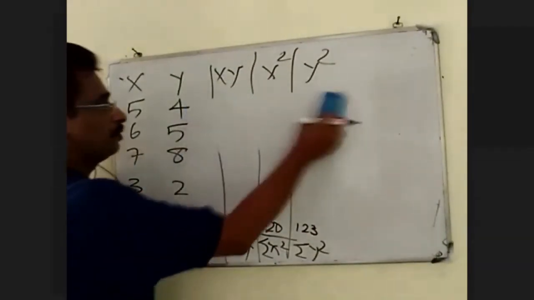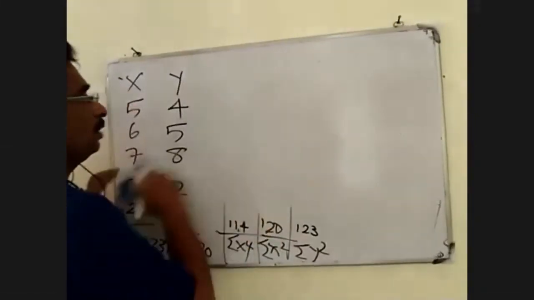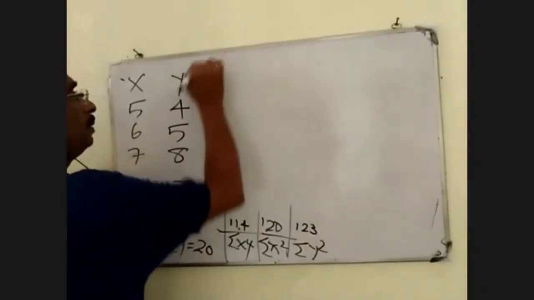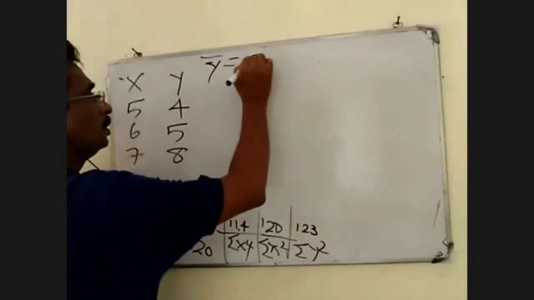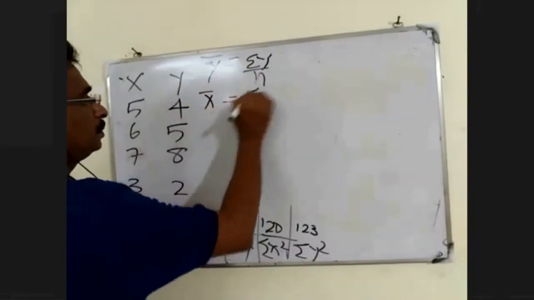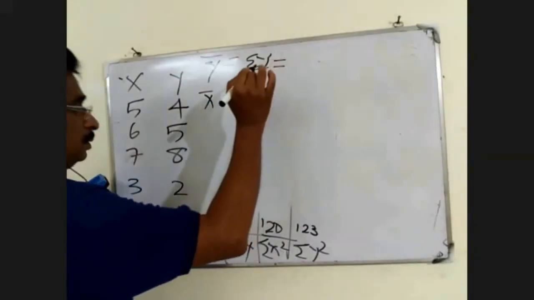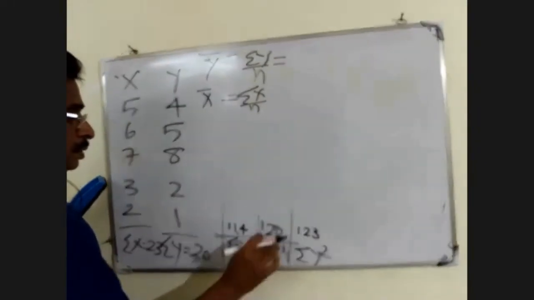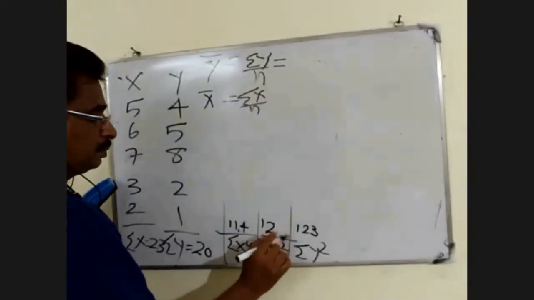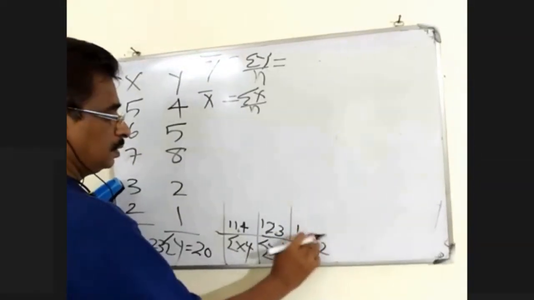So we want y bar. First of all, you have to find out y bar and x bar. What is y bar? Y bar is equal to sigma y by n, that is the arithmetic mean, and x bar is equal to sigma x by n. Sigma x squared is 123. And sigma y squared is 110.